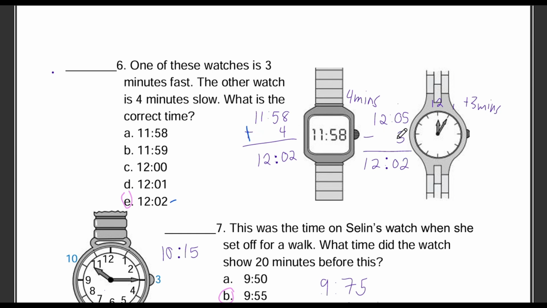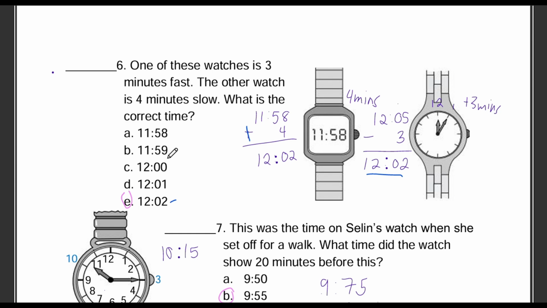The other watch shows 12:05, which is fast by 3 minutes. So we subtract 3 minutes to get the real time. 12:05 minus 3 minutes equals 12:02. Because both watches agree that the time is 12:02, we can be certain that the answer is 12:02. Why not the others?